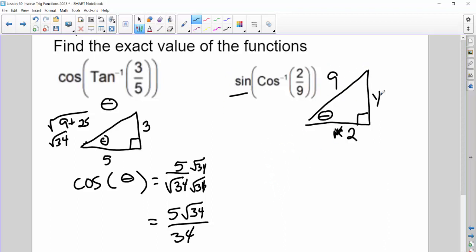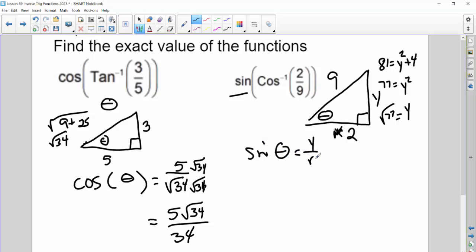So I have basically 81 equals y squared plus 4. So I know that 77 is equal to y squared, and y is equal to the square root of 77. Therefore, if I want to find the sine of whatever angle theta is, which I don't know, I need that y over the r value. And in this case, that's root 77 over 9.